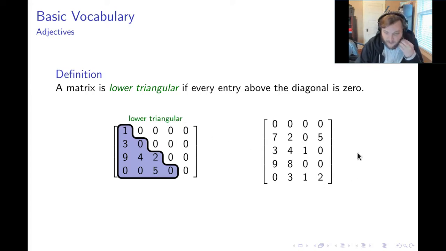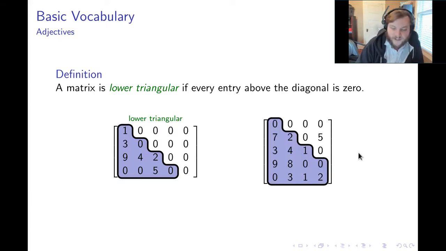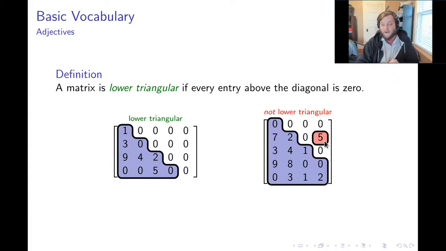In our example on the right here, let's say we wanted to test whether or not this was lower triangular. Well, again, what we do is we section off everything on the main diagonal and below, and then we verify that everything outside of this section is equal to 0. But here we have a problem because this 5, which is in the 2,4 position, is above the diagonal. And this 5 is not equal to 0, so we say that this matrix is not lower triangular.